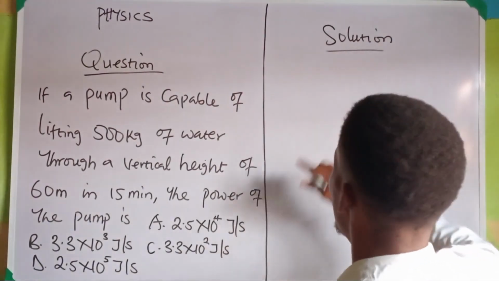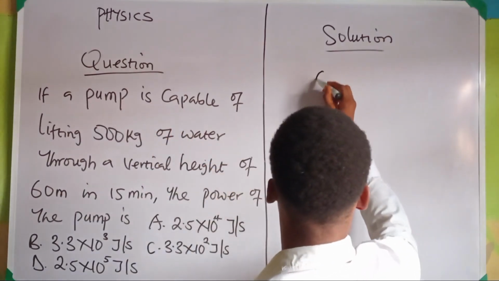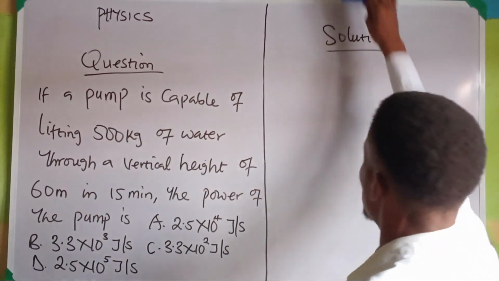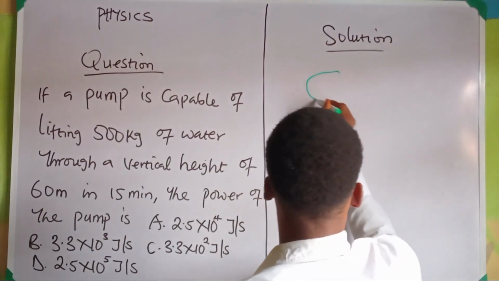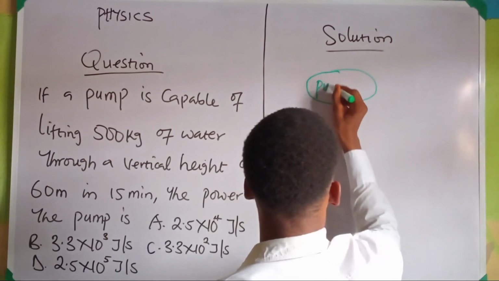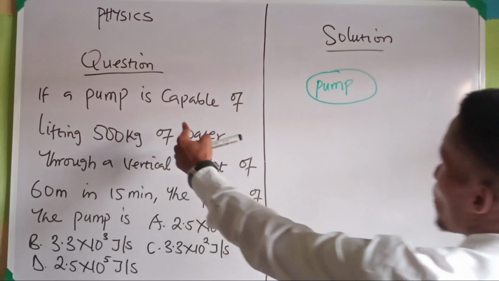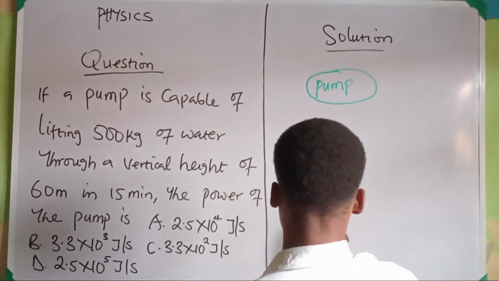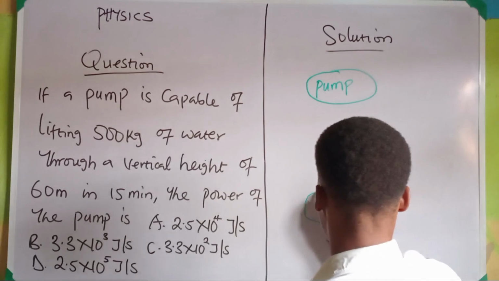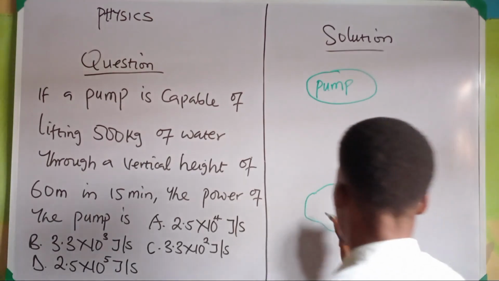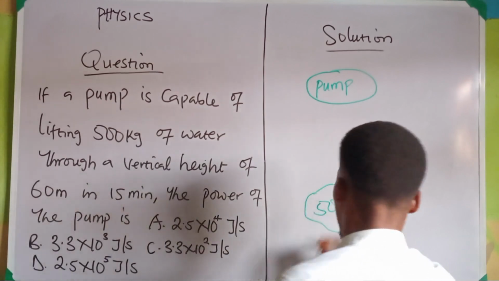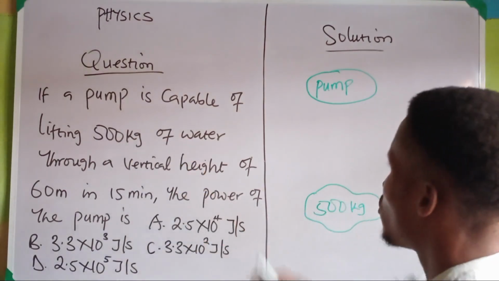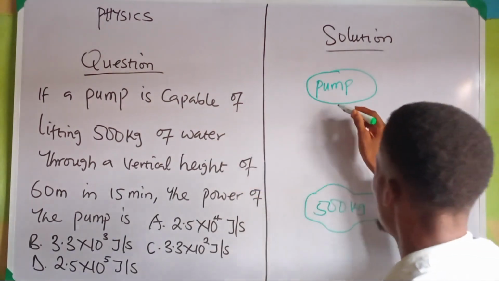So in this case, let's assume this to be a pump. So right here, this is our pump. This pump is lifting a bag of pure water. Let's say this is the bag of pure water to be lifted, which is 500 kilogram of pure water. And they say that it's lifting it through a vertical height. There should be a height.